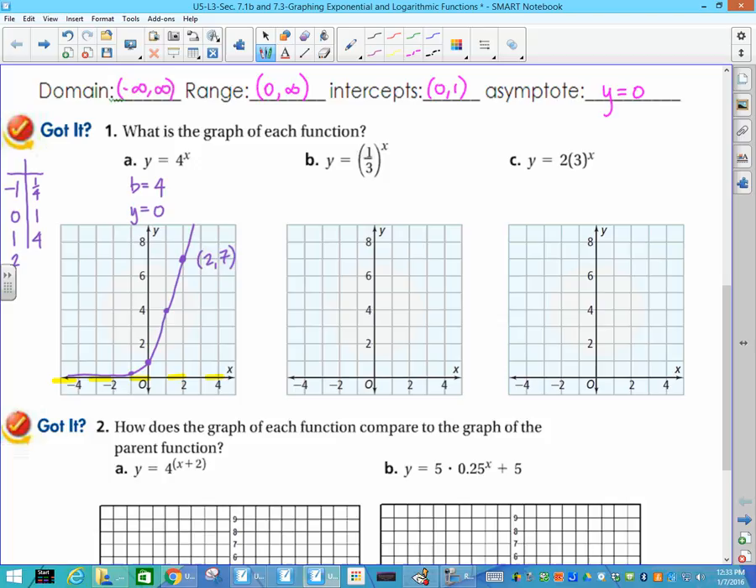If I put in 2 here, do I get 7? Well, is 4 to the second power equal to 7? It's not 7, it's 16. So that's why you want to make sure that you don't graph past that. At 2, it's actually way up here at 16.